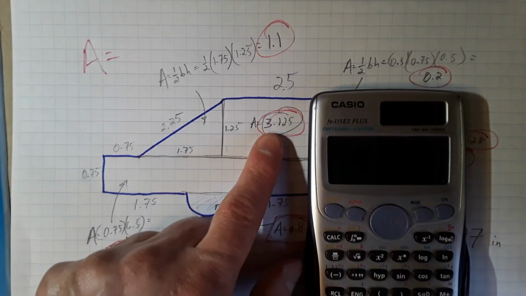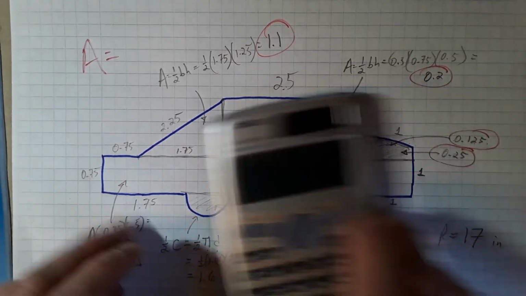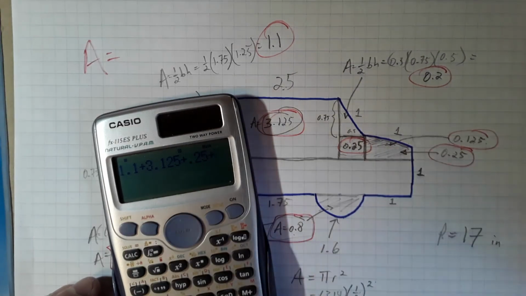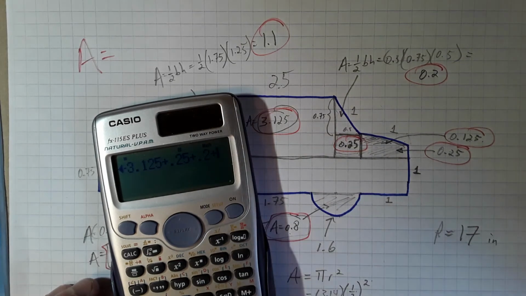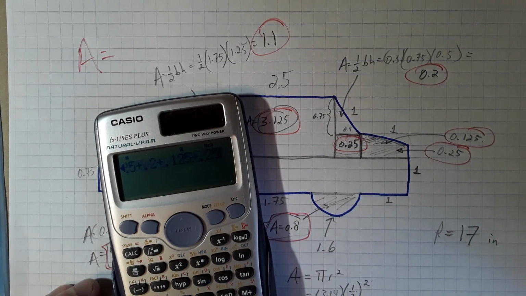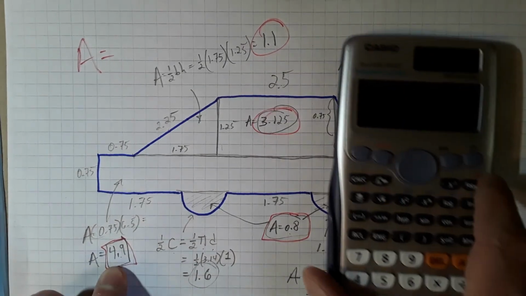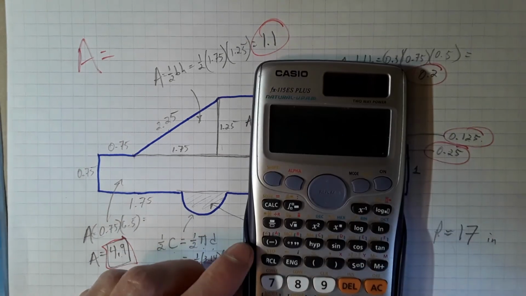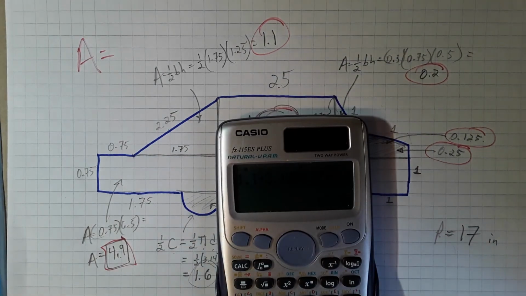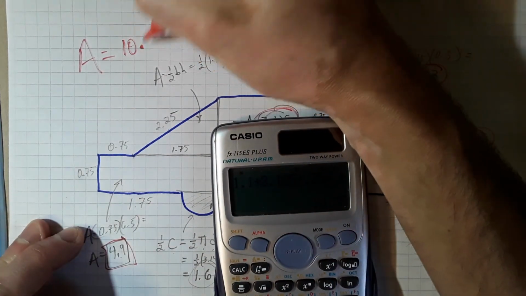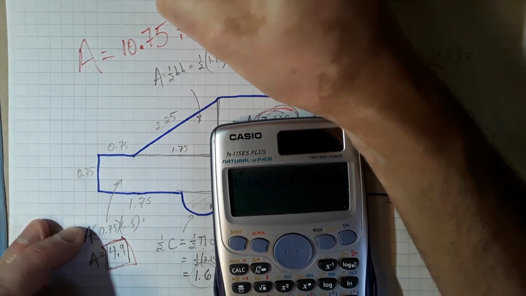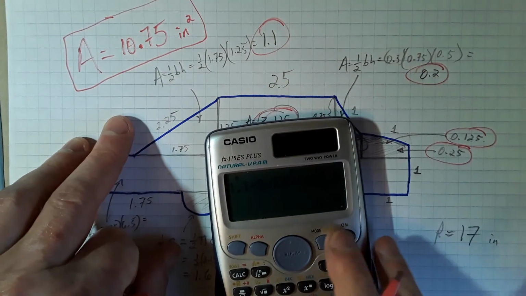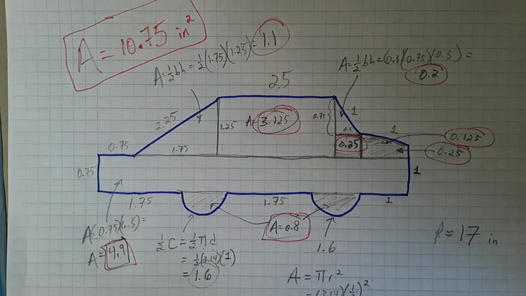1.1 plus 3.125 plus 0.25, oops, plus 0.2 plus 0.125 plus 0.25 plus 4.9 plus 0.8. Add them all up. Oh my goodness. 10.75 square inches. So here is kind of the minimum sized object that you should draw.